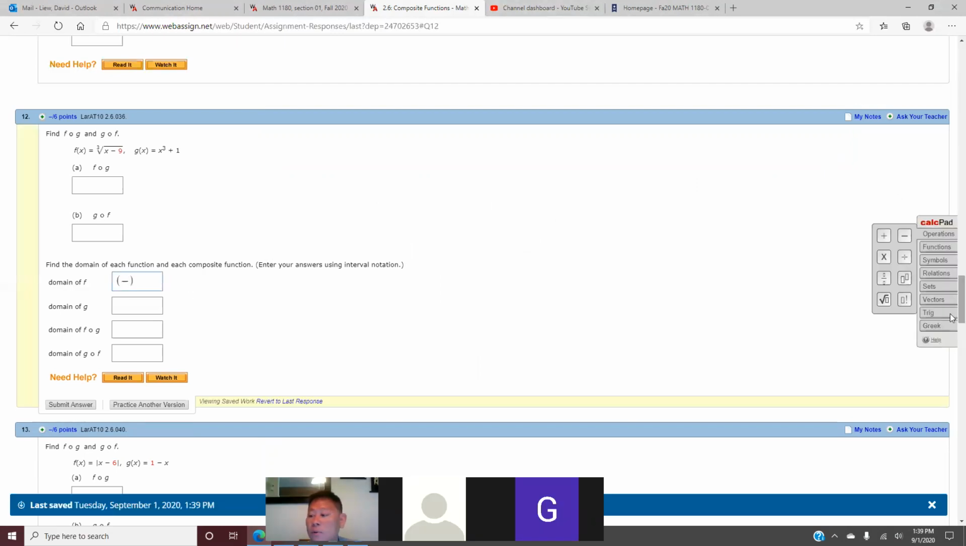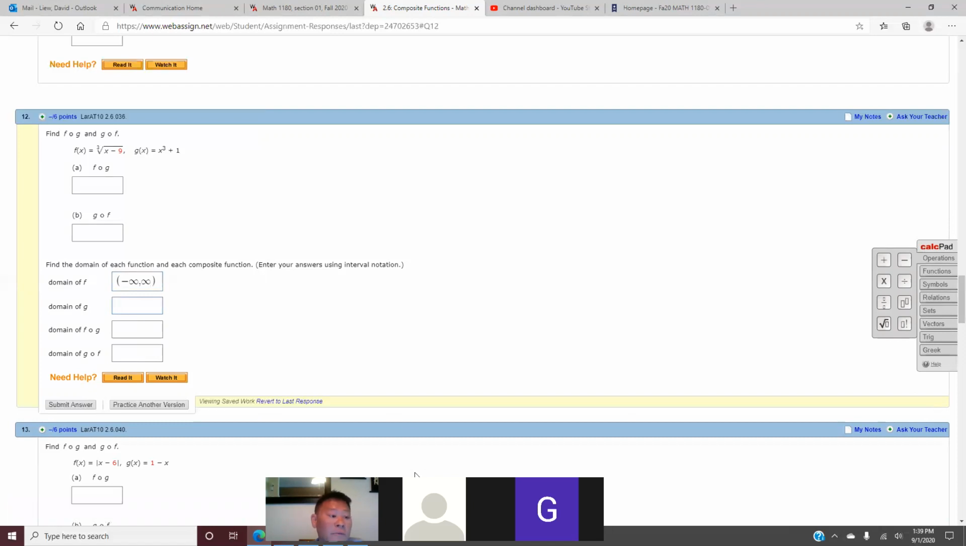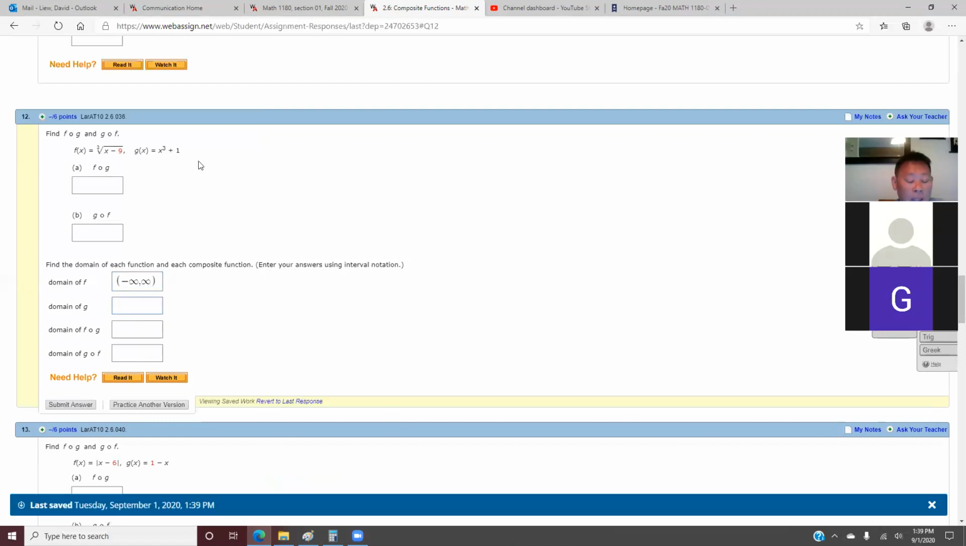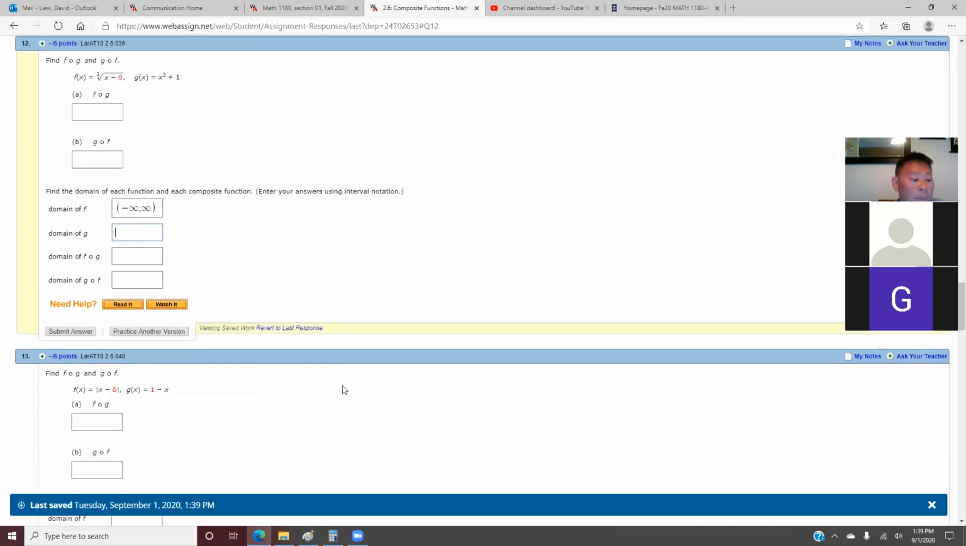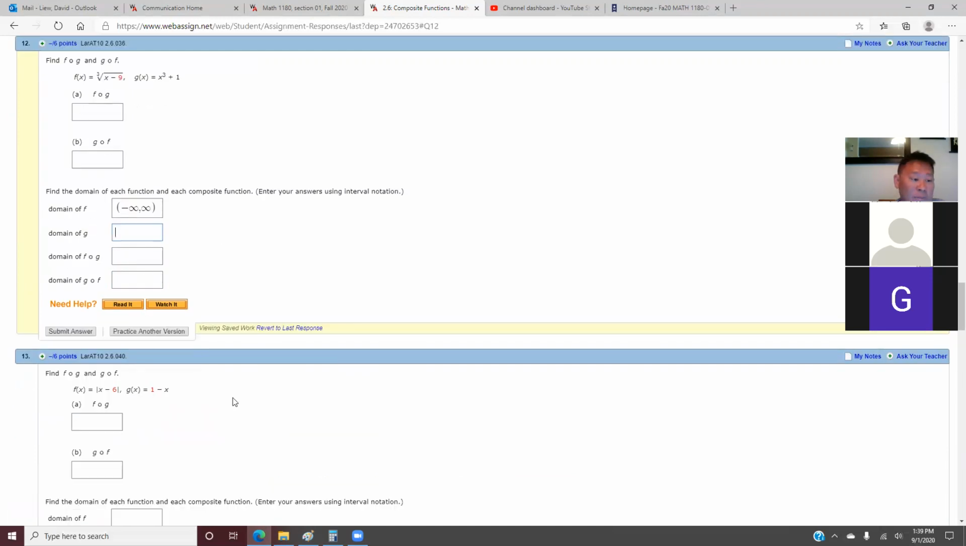Where are my infinity symbols? You with me here, Ryan? Yep, I'm following along. Yep, so all of this is like that because of the cube root and x cubed. Okay. But question 13 is special.